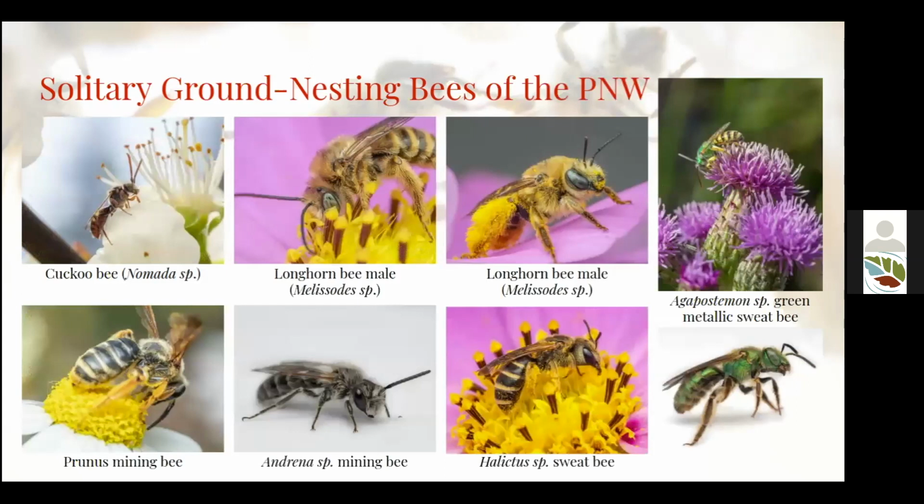Some of the common solitary ground nesting bees that you may see include, I'm going to start with longhorn bees, and I still haven't fixed this typo here, but we have a male and a female of the same species. We're not exactly sure what species of longhorn bee this is, but we've narrowed it down to the Melissodes genus. But the males here are the ones that give them the common name.